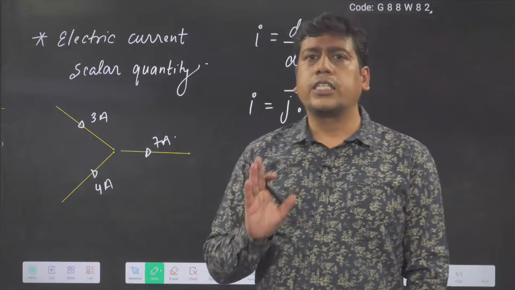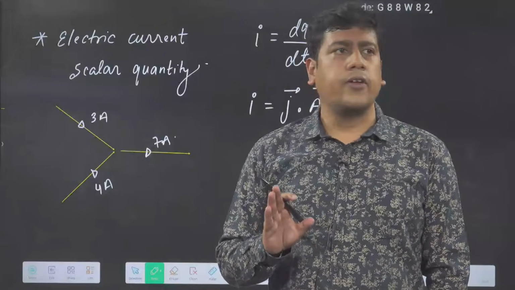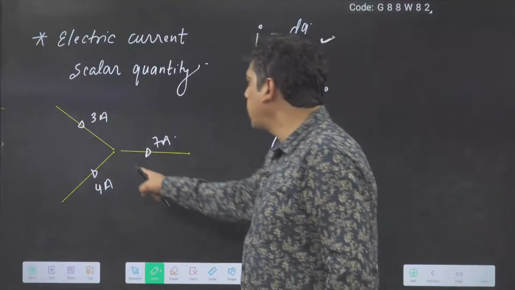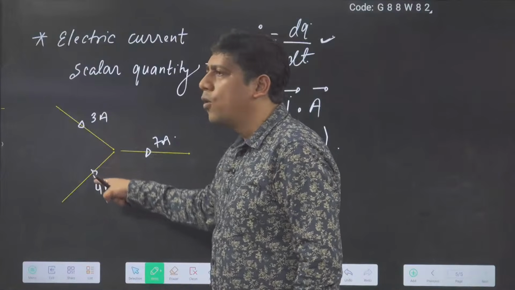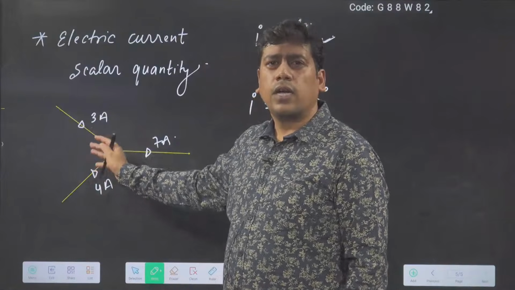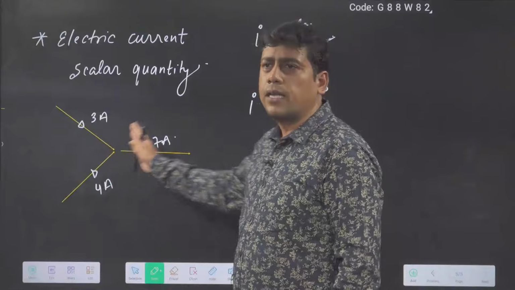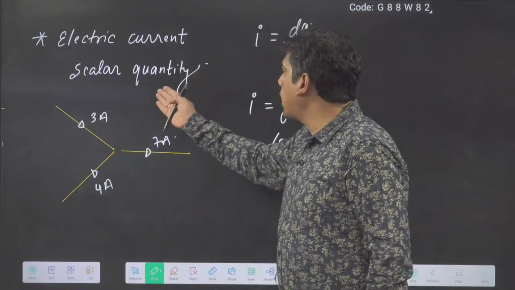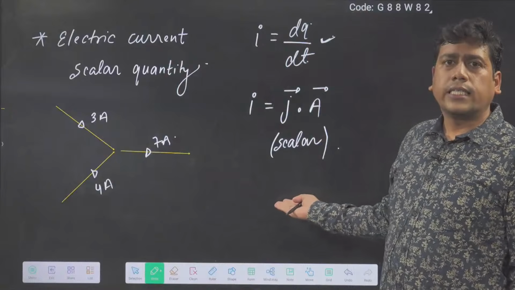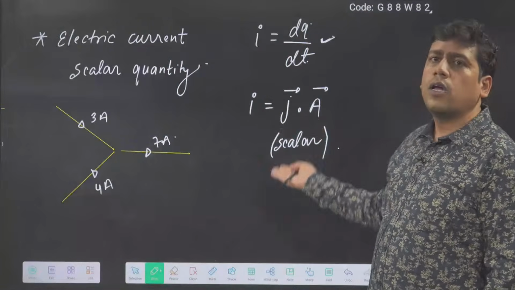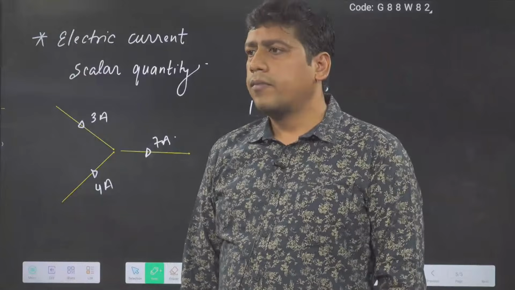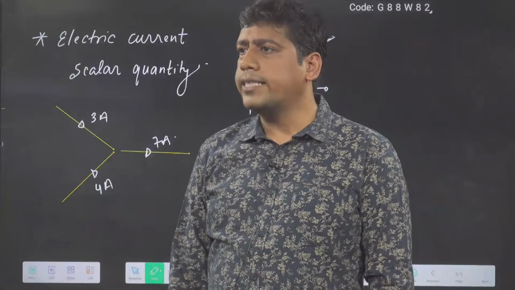So if someone asks you why electric current is a scalar quantity, what should be your answer? Your answer should not be that it doesn't follow the vector law of addition. Okay, that is somewhat correct, but the real answer is here. Why is electric current a scalar quantity? Because it is defined like this. It is defined as a dot product, and dot products are supposed to be a scalar. I hope you understand this.